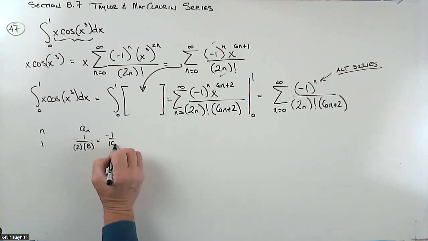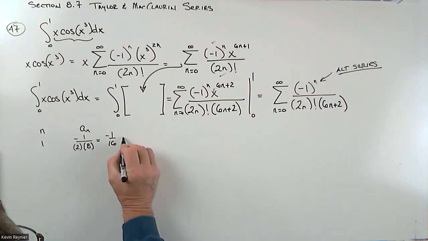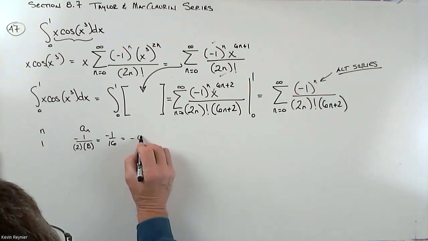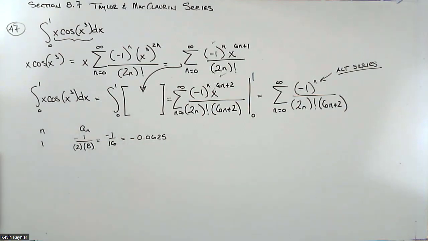That's -1/16. And if we grab a calculator, right, I got one right here, and work this out. Well, we all know what -1/16 is. That's -0.0625, right? When n is 2, we're going to get the second term, right?